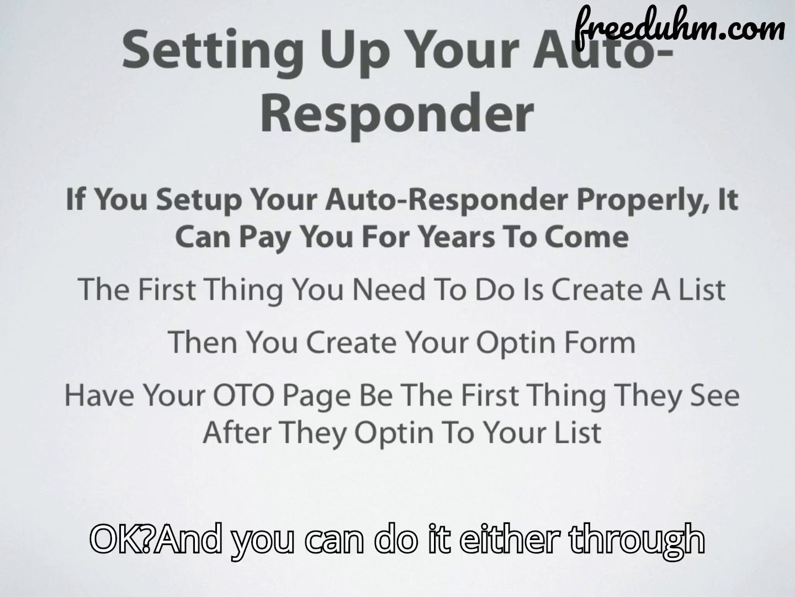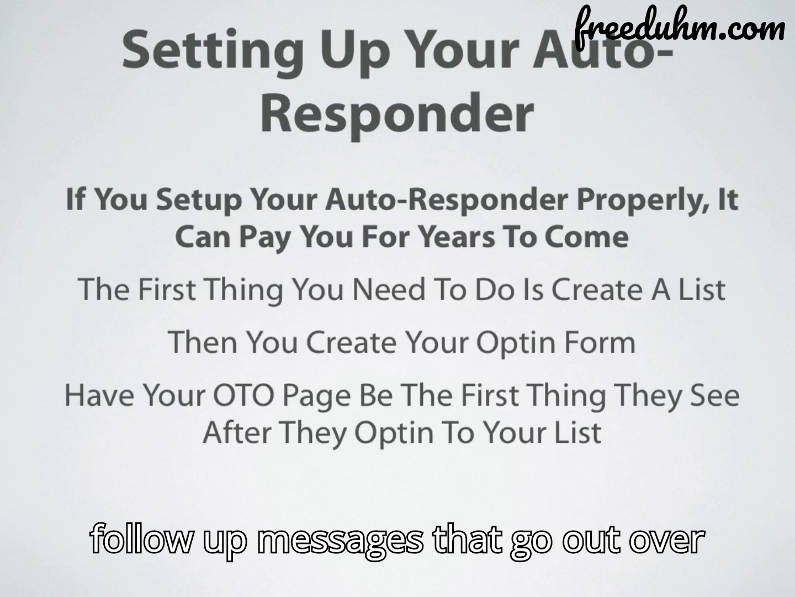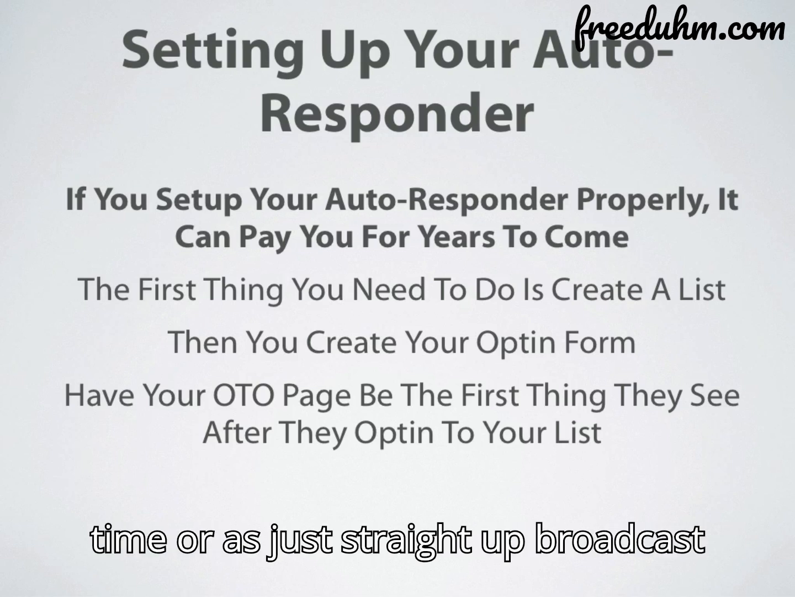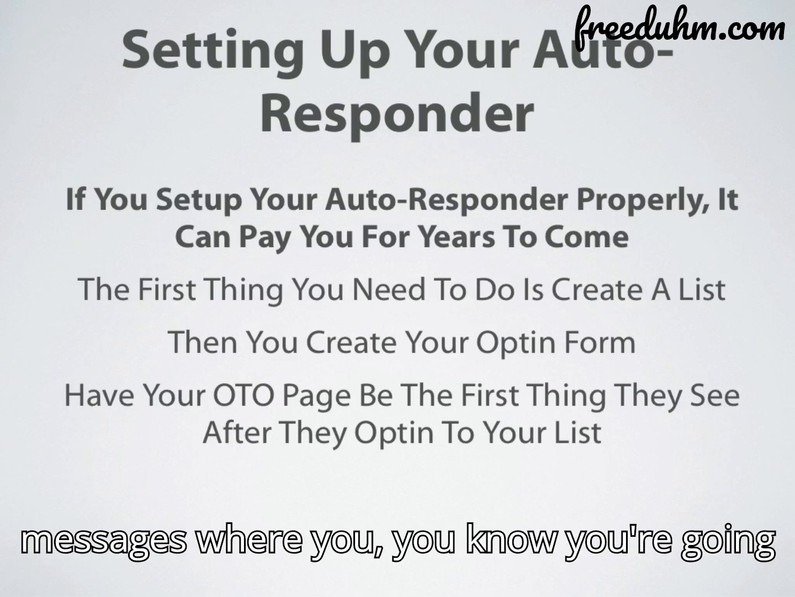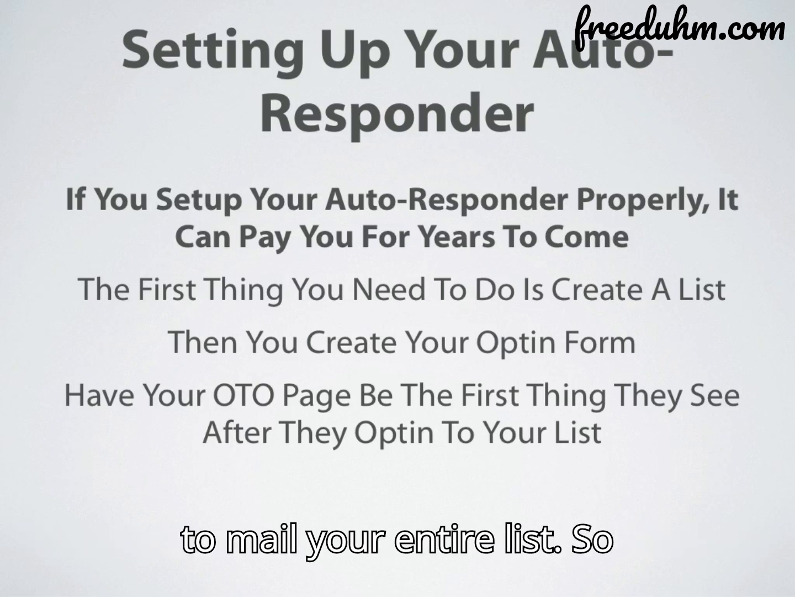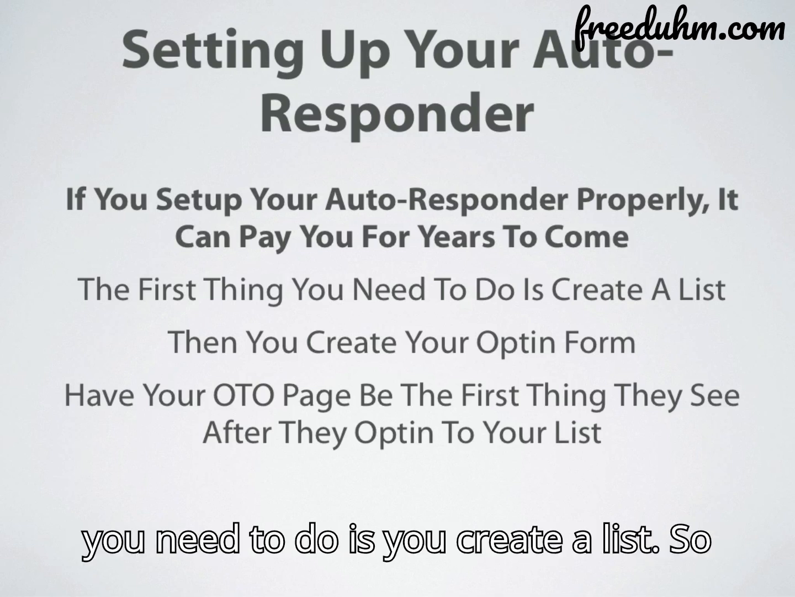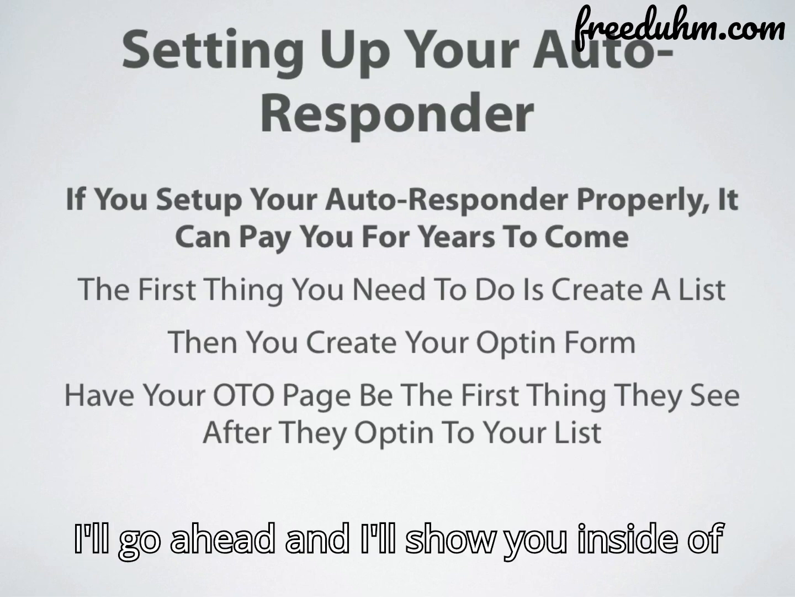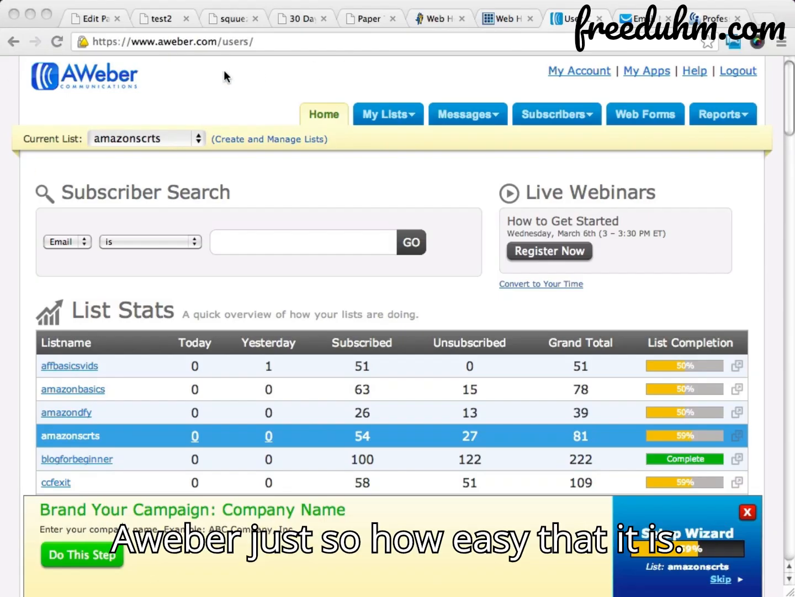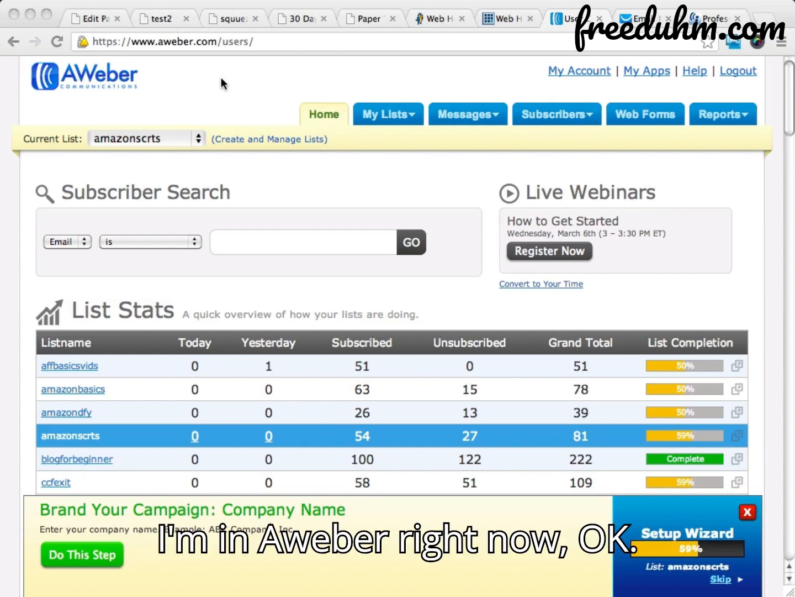And you can do it either through follow-up messages that go out over time or as just straight up broadcast messages where you're going to mail your entire list. So, when you're setting up your autoresponder, the very first thing that you need to do is create a list. I'll show you inside of Aweber just how easy it is. I'm in Aweber right now.